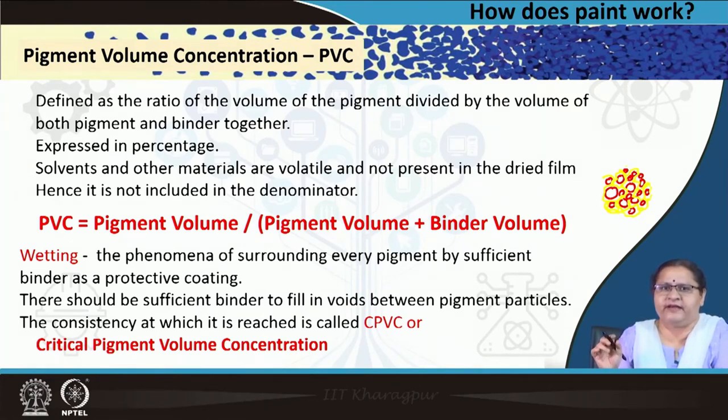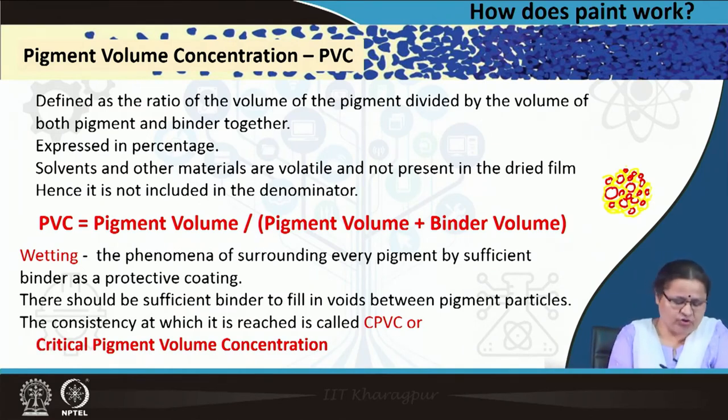When there is a sufficient amount of binder as the coating on each of the particles of the base, that is, all the voids are filled in, then we say that the critical pigment volume has been reached, and that particular value is called the CPVC, or the critical pigment volume concentration of a paint. That means it is the minimum amount of binder that can cover or coat the pigment. Other way you can say it is the maximum amount of pigment that can be accommodated within the binder. You can say it both ways.